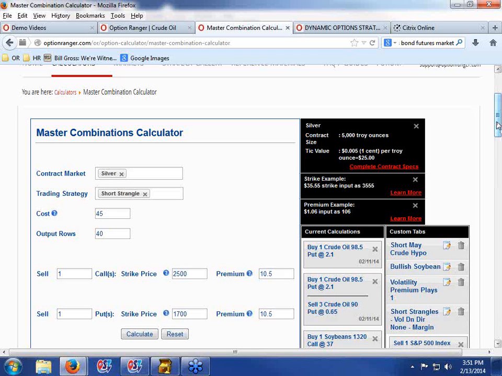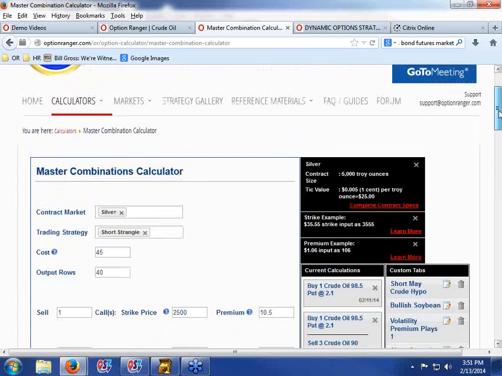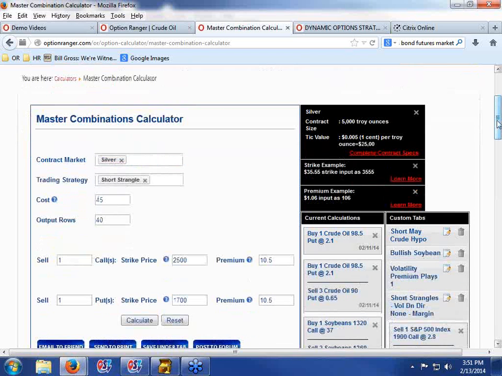We have a question before you move on. Okay. To control risk, what if you bought a put below the short put and bought a call above the short call? Can you still make money? That is an excellent question, and that is an actual strategy.